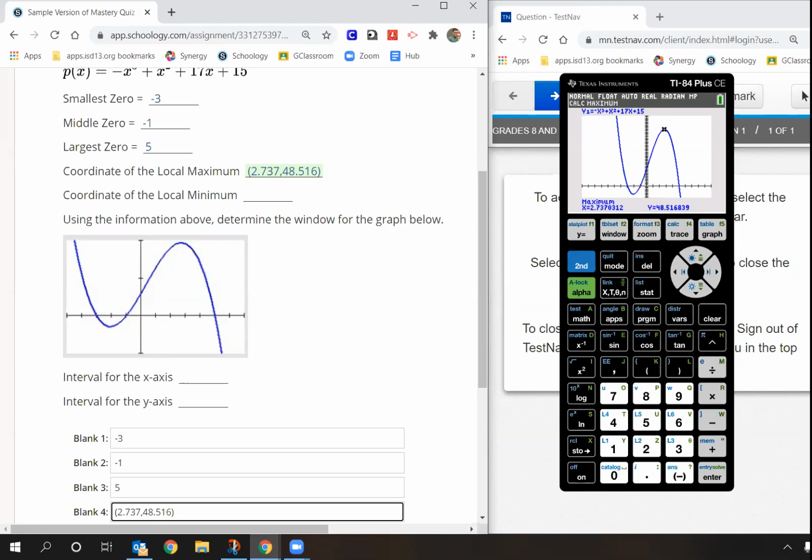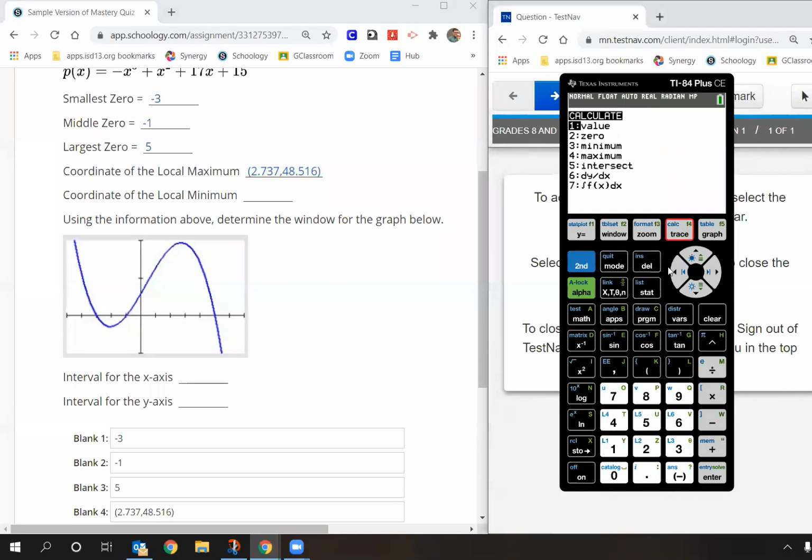How many questions? It is just this one question. So to find the minimum, I will go second calc, minimum, and I know it's in between these two zeros that I got. I know it's between negative 3 and 1. So rather than trying to get my Spider-Man all the way over to here, I'm just going to type those two numbers in. Negative 3, enter, negative 1, enter.